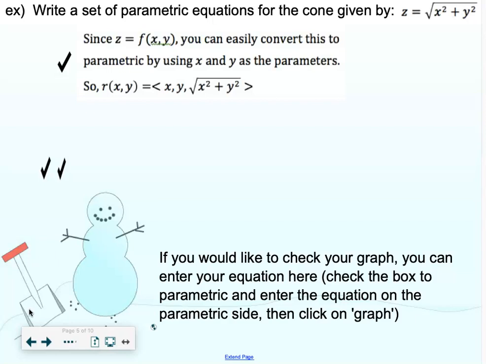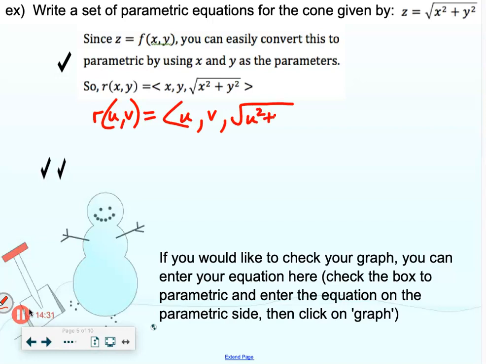All right, so you could do it with x, y. I don't know why I kept it x, y, but you could have R of u, v equals u, v, square root of u squared plus v squared. There's our function, two variables, done. So if you're really stuck, just let u be x, let v be y, and then write the z in terms of u and v. That's the easy way out if you're really stuck.